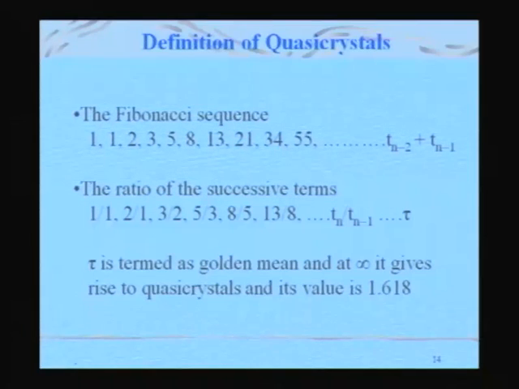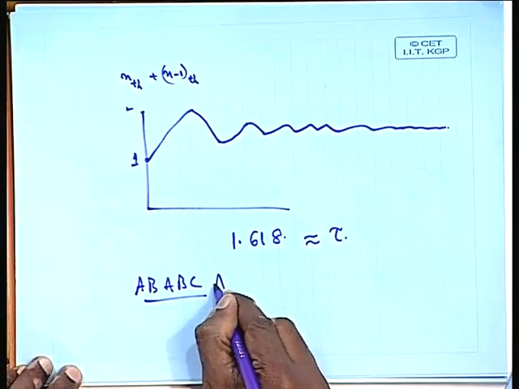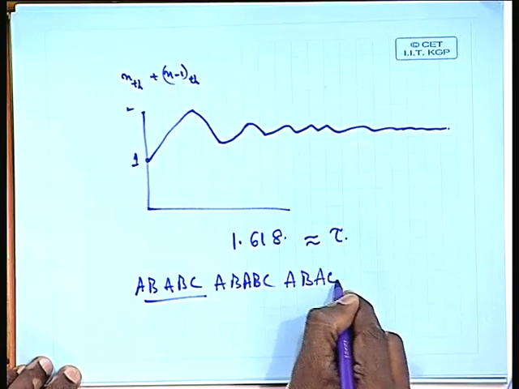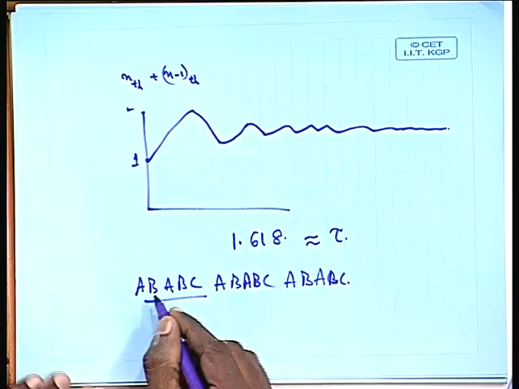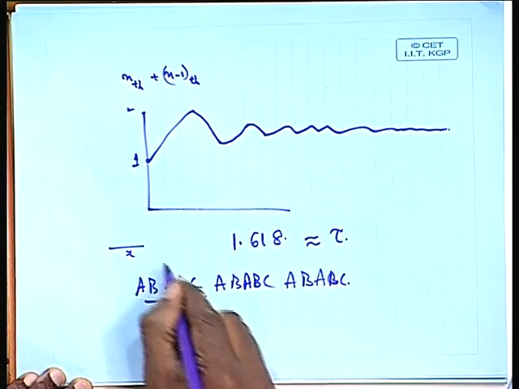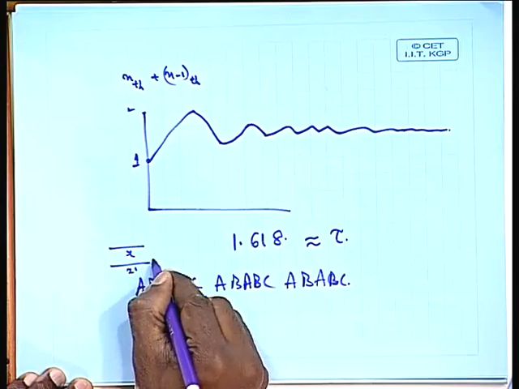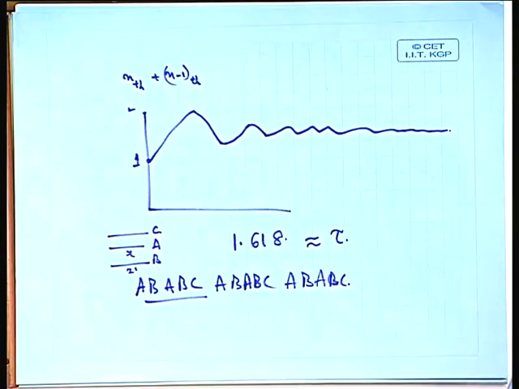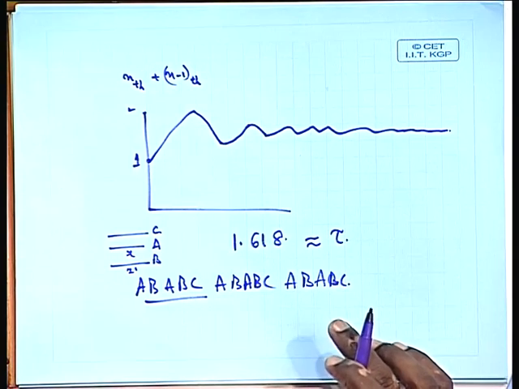Instead of, in a normal crystal, you have a distance, let us say a lattice parameter, and this lattice parameter repeats. Here you may have an arrangement such as AB, ABC, and then that AB, ABC repeats, and again AB, ABC. If you define A as one distance x, B as another distance x dash, and C as some other distance, you can see that the atomic arrangement will be such that there will be a repetition.